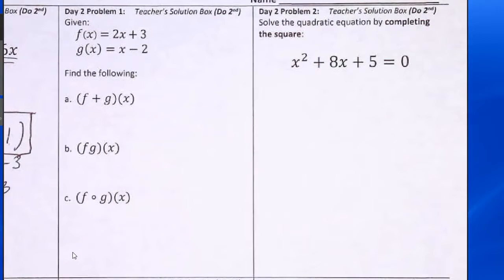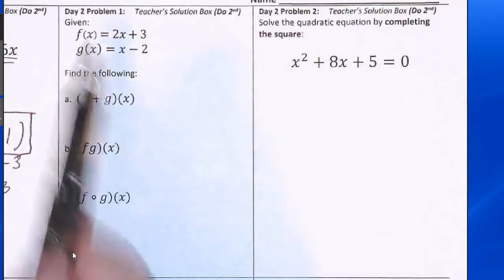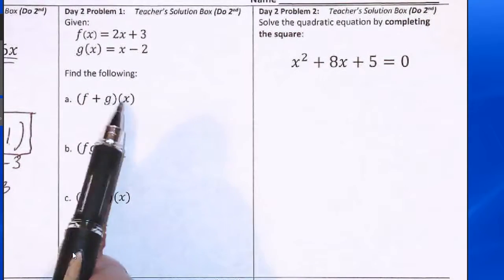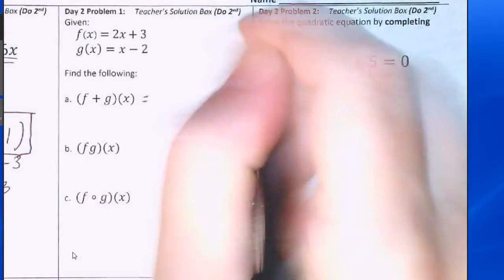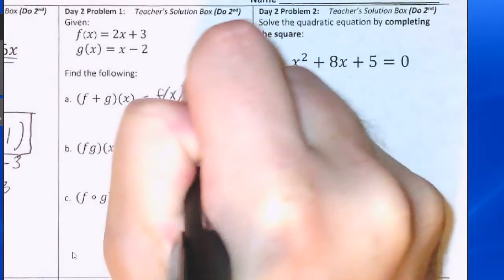Here's a solution for day 2, problem 1. Given function f and function g, find the following. First, we're looking for f plus g of x. This can be interpreted to mean taking f of x and adding g of x.